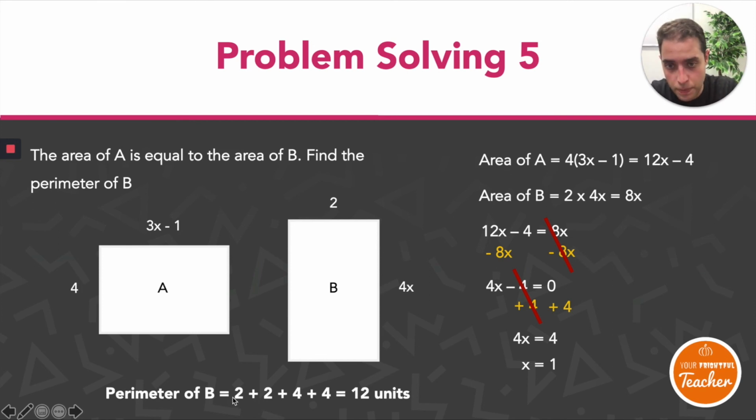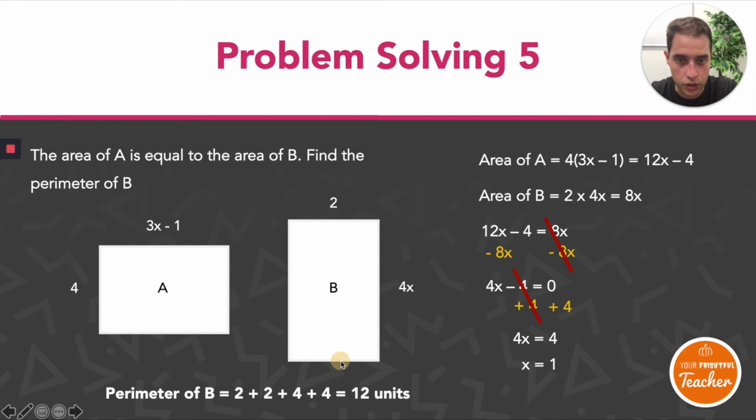So for perimeter B, it's 2 plus 2, because the perimeter is all the sides, so you've got 2 here, plus 4x, well, 4 times 1, which is 4, plus 4, which gives you 12 units, okay? That may be a little bit confusing. Perimeter is adding up all the different sides. We know it's a rectangle, so 2 sides are the same, 2 sides are the same.